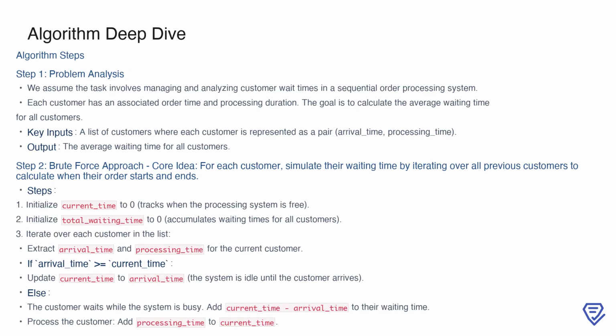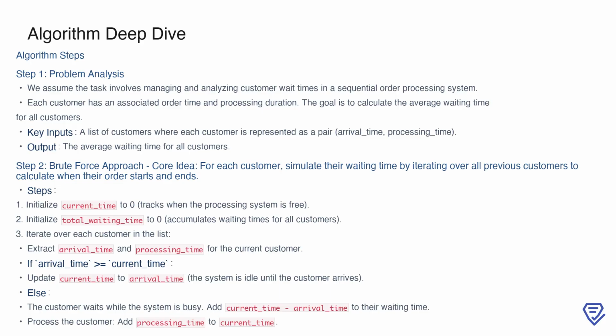To tackle the problem of calculating the average waiting time for customers, we start by analyzing the essentials. Each customer is represented by their arrival time and the duration needed to process their order. The task is to compute the average waiting time, which includes both the time they waited for the system to become available and the time their order took to process.